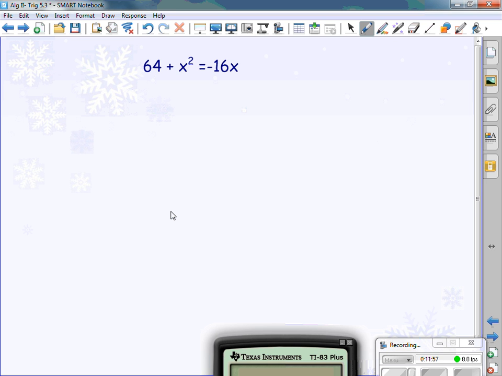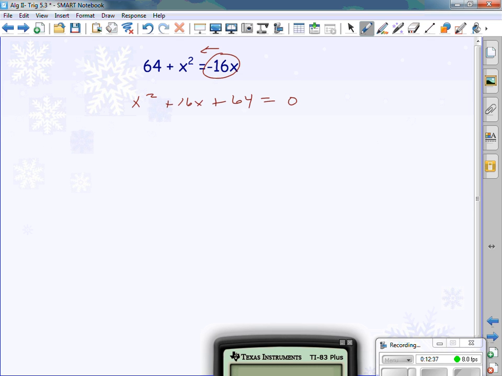Let's look at this one. 64 plus x squared equals negative 16x. What do I have to do first? Rearrange. I need to move this to the other side. So I'm going to go x squared plus 16x plus 64 equals 0. It's easier for us to do this if we go x squared, x number. Try to line them up properly.